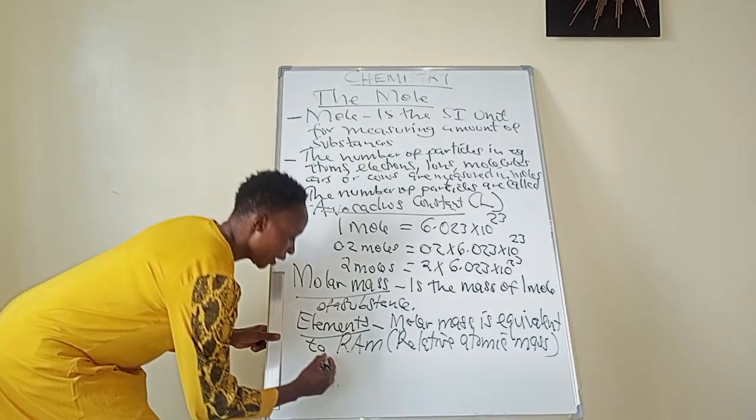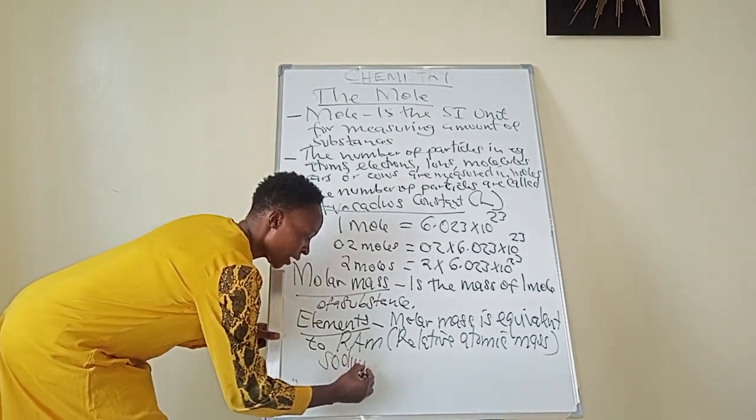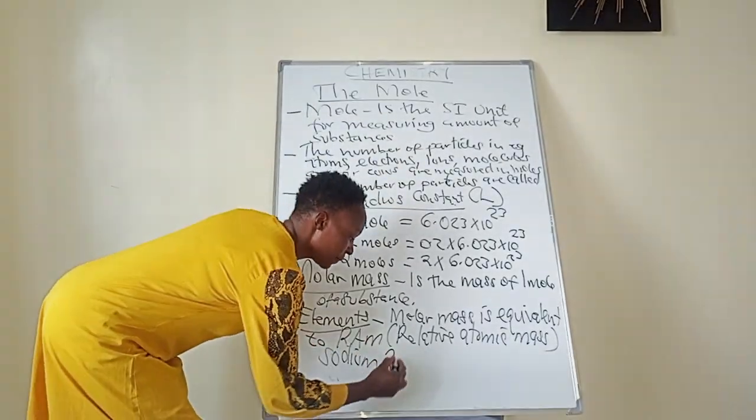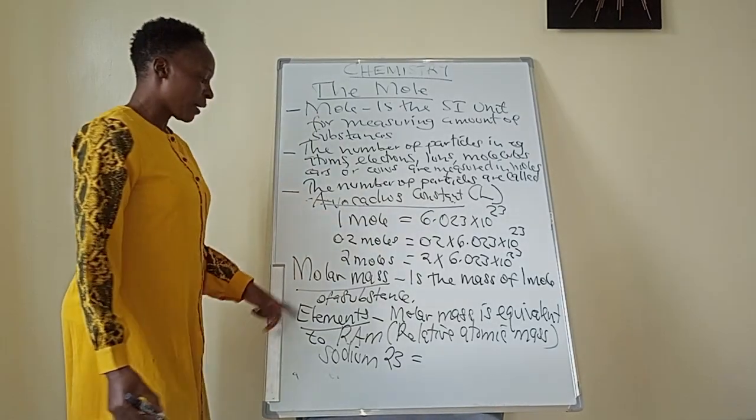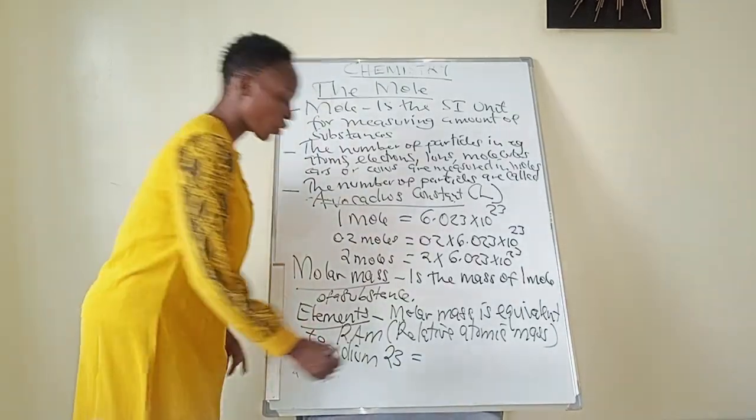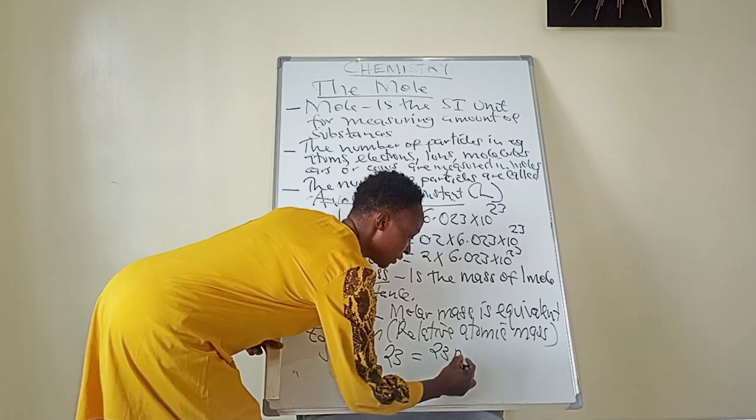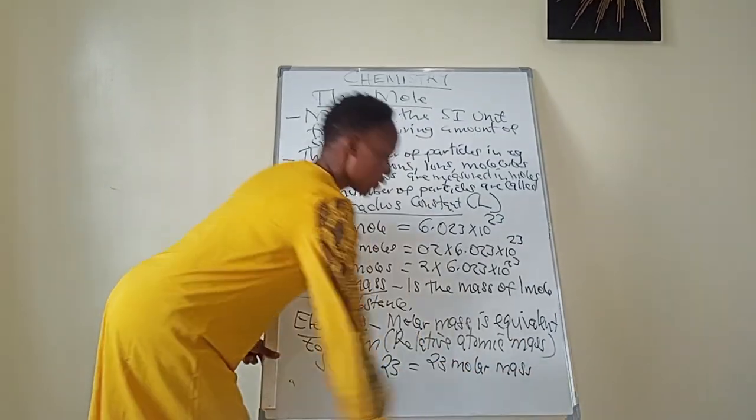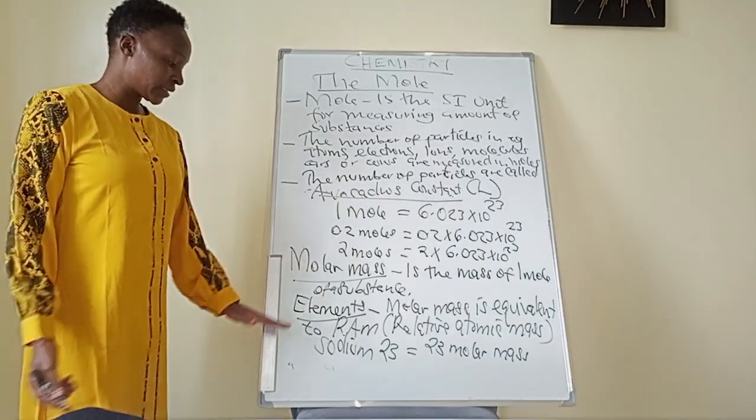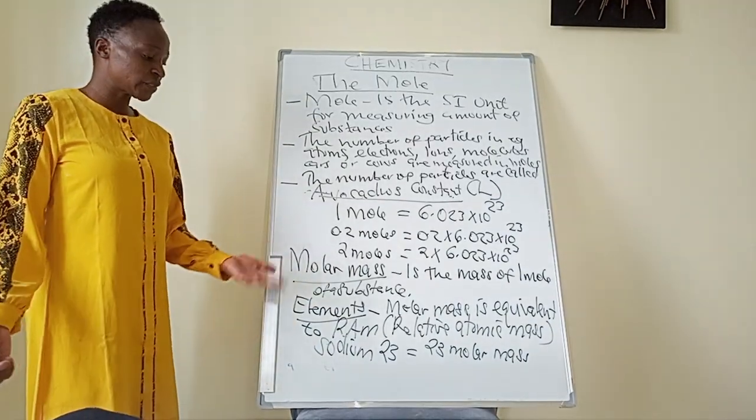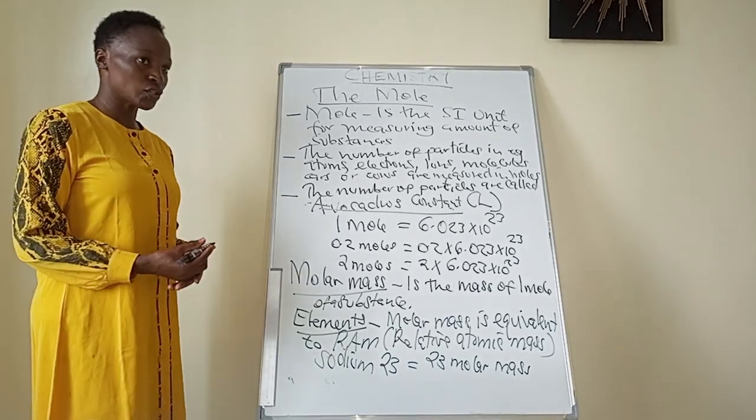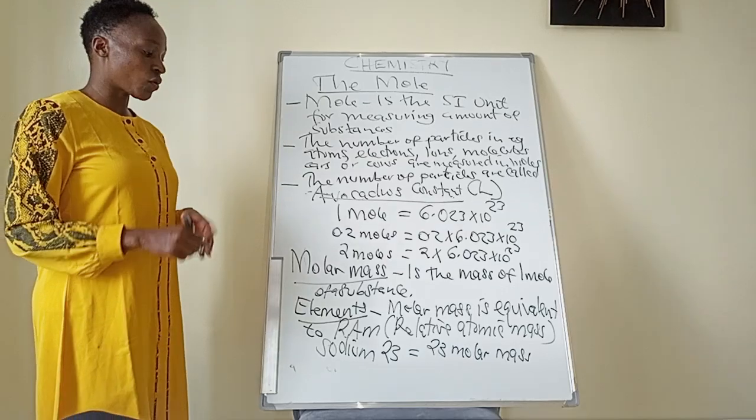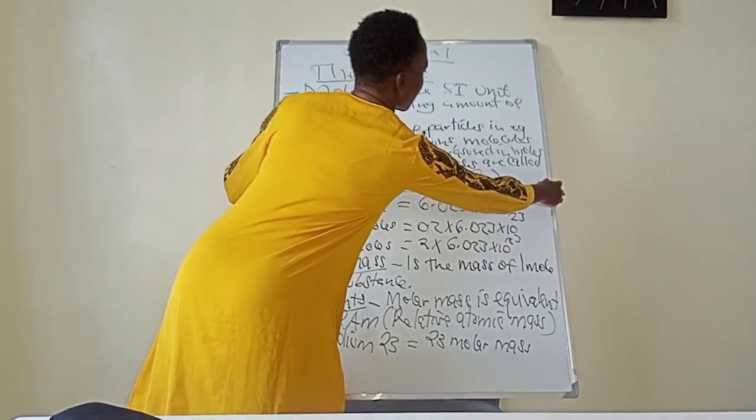For example, if we talk of sodium, and you know the RAM or relative atomic mass of sodium is 23, it means that the molar mass of this sodium will also be 23, which is the molar mass. So that is when we are talking of elements, and the example is sodium, but we can talk of potassium, magnesium, fluorine, and so on. The relative atomic mass is equivalent to molar mass of that element.